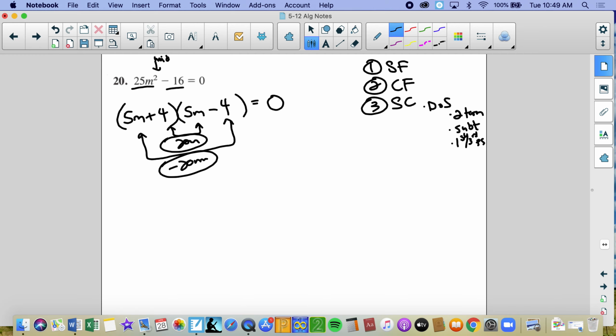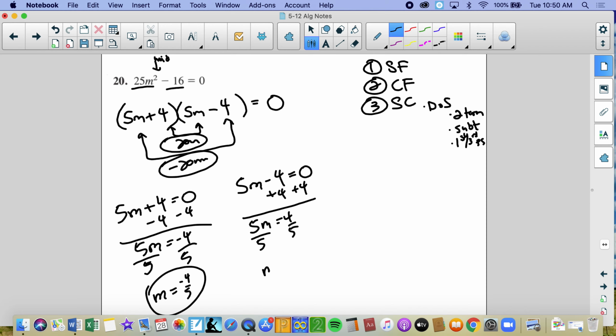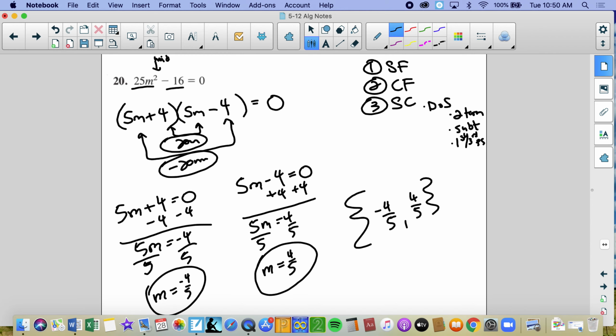So notice we have a product equaling zero. So we're going to set each one equal to zero, and we're going to solve. Minus 4, divided by 5: negative 4/5. Add 4, divided by 5: m equals 4/5. So we have negative 4/5 and positive 4/5. You can do it that way, or in high school, you'll see it as plus or minus 4/5.